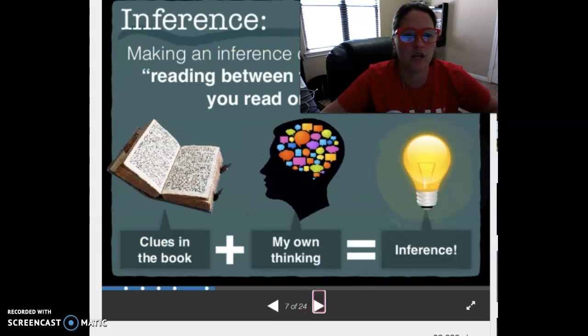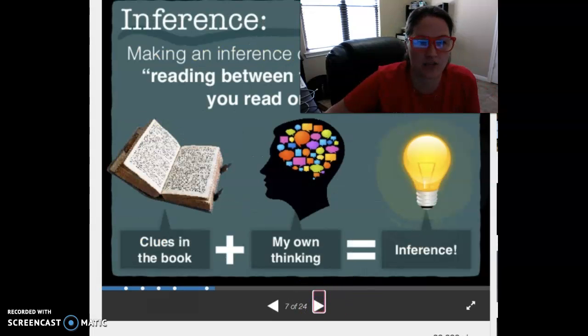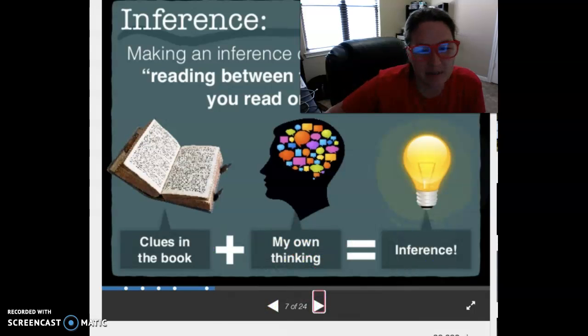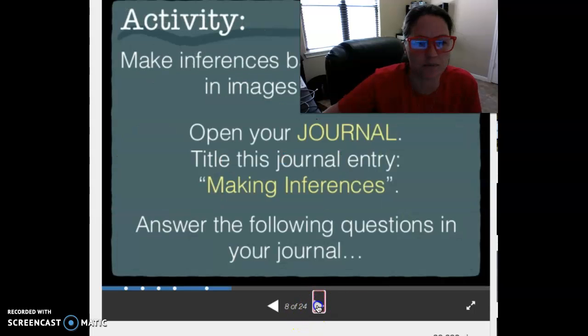Okay. Making an inference can be thought of as reading between the lines of whatever you read or whatever you observe. We've seen images like this in our other videos. You have clues from a book, or our evidence, and then you've got all these things in your brain. The clues in the book plus your own thinking, or what you already know, equals an inference. So you've seen this before.